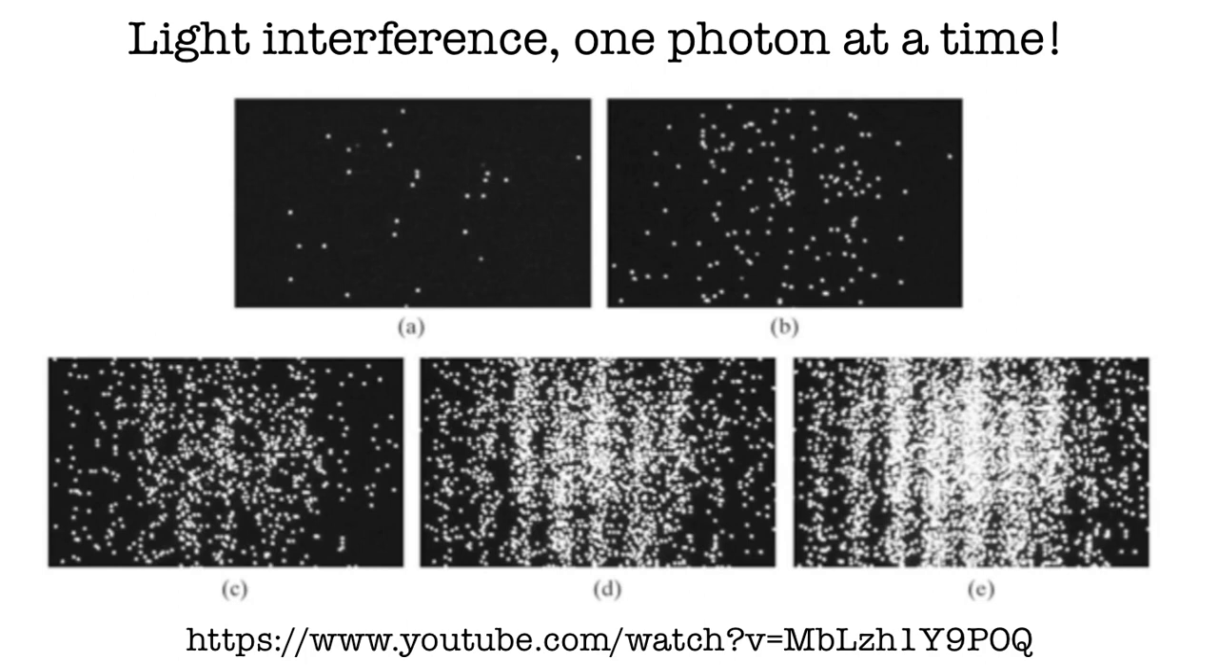How is it that you can get this pattern building up over time, even though you're only sending one photon at a time into your experiment? If we think about interference as arising by constructive and destructive interference, but you only have one photon, what is that one photon interfering with? In other words, how can you get constructive interference with a single photon? Or how can you get destructive interference if there's only one photon at a time?